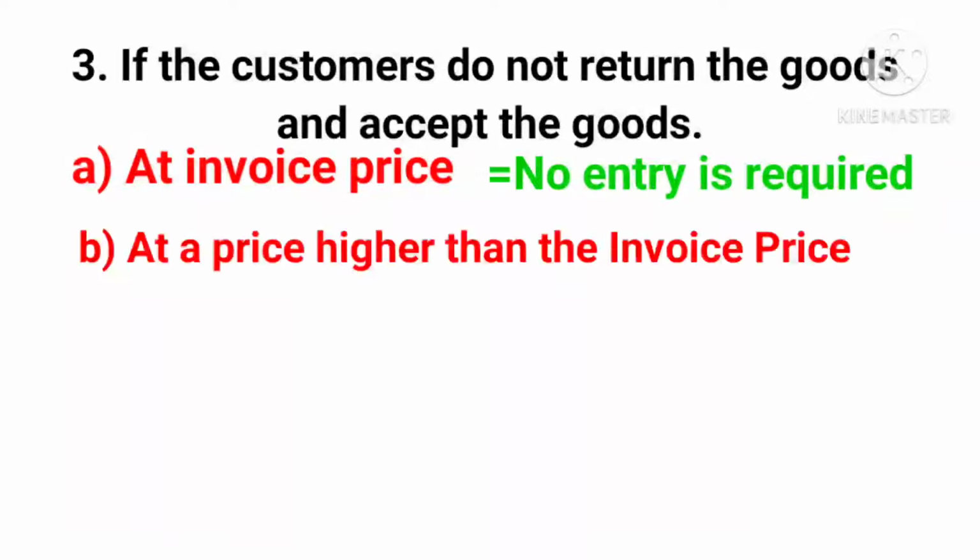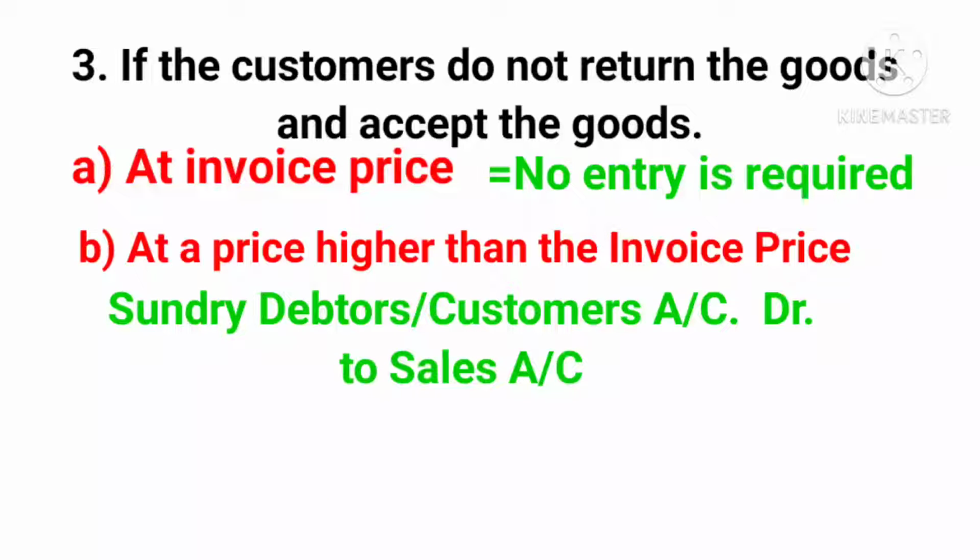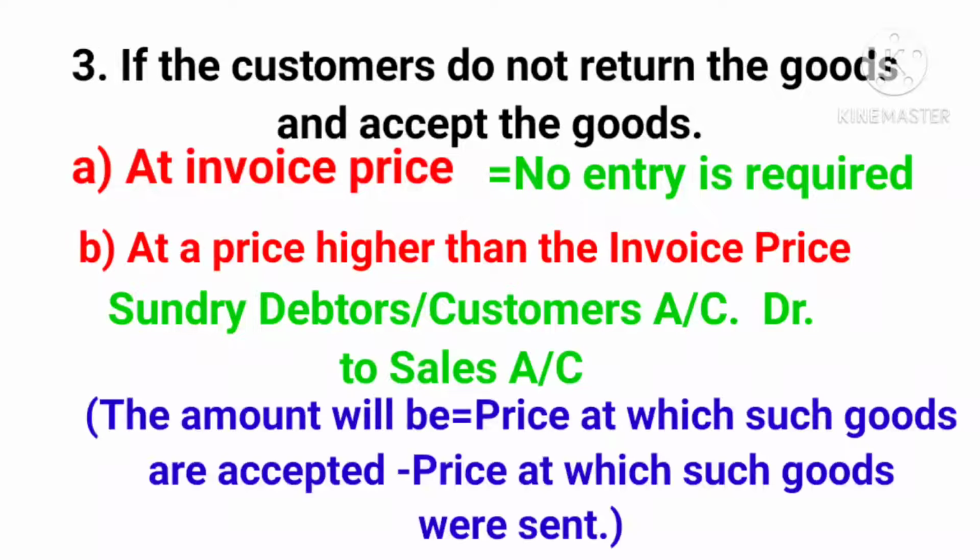If the customer accepts the goods at a price higher than the invoice price, then the seller records the entry as sundry debtors account debit to sales account for the excess amount. The excess amount will be the price at which such goods are accepted minus the price at which such goods were sent.